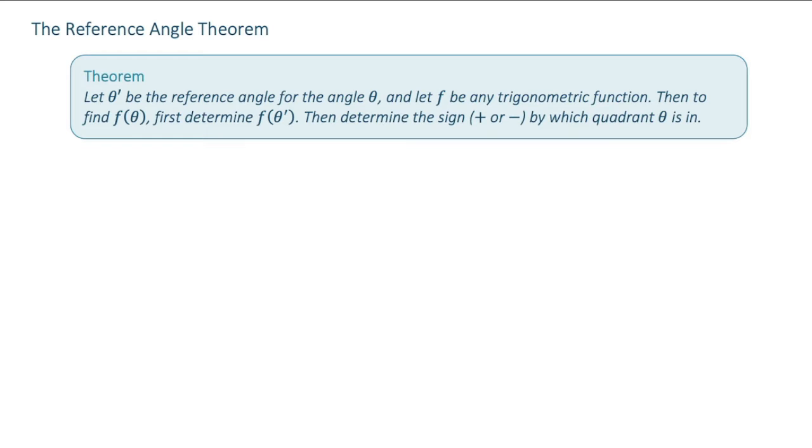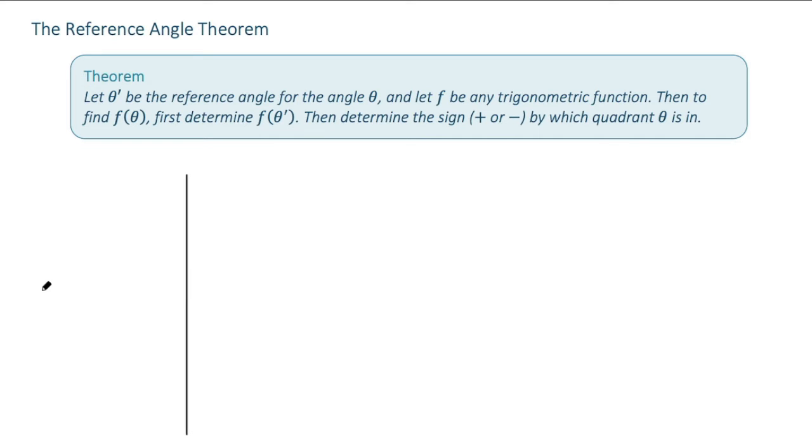We have a theorem called the reference angle theorem, which says that we can use reference angles in order to find trigonometric functions simply by doing the trigonometric function of the reference angle and then doing one more step of determining whether or not our trigonometric function should be positive or negative depending on the quadrant that the angle is in. Now, let's talk real quickly about the quadrants.